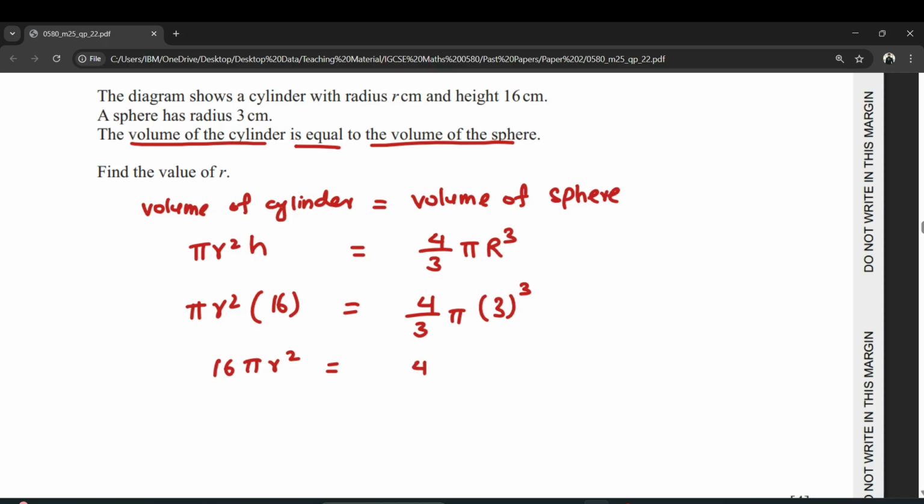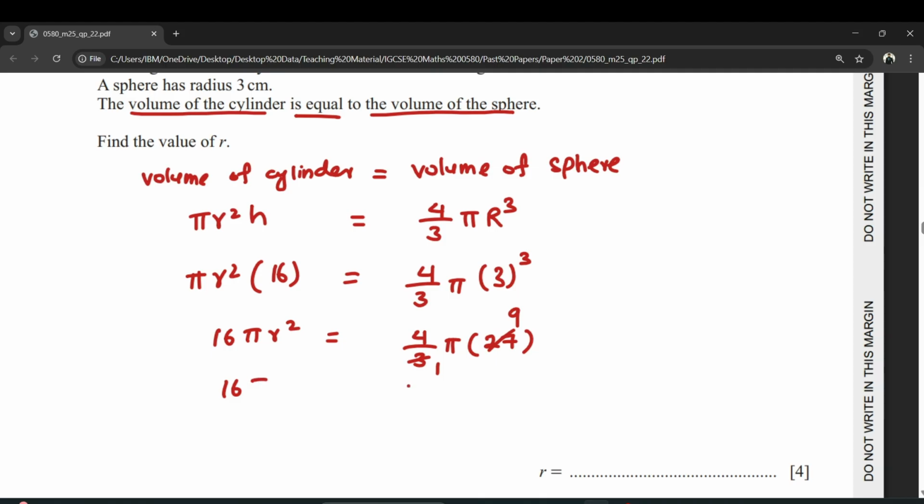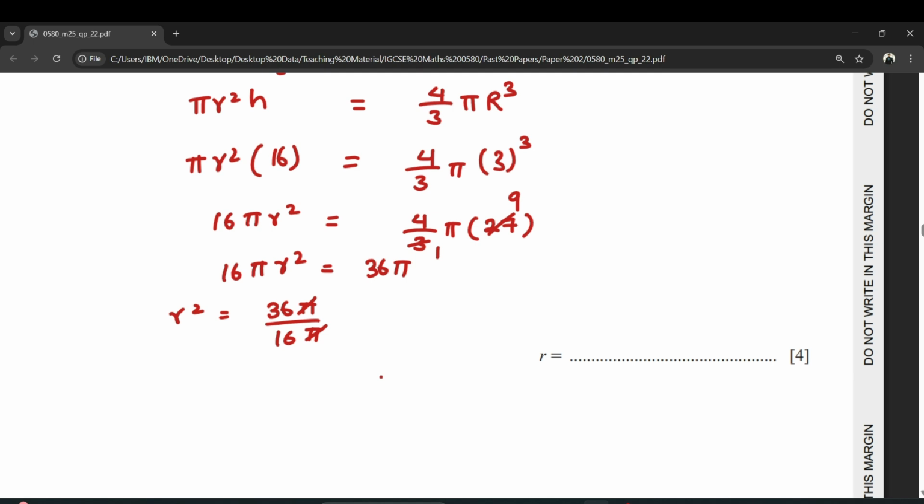Over here we have 4 over 3 pi times the cube of 3, which is 27. So 27 and 3 simplify to 9. 9 times 4 is 36. So 16 pi r squared is equal to 36 pi. If I divide both sides by 16 pi, r squared is equal to 36 pi divided by 16 pi. I can cancel this. Now if I take a square root, do not simplify 36 and 16. If I directly take the square root of this, that would be 36 over 16.